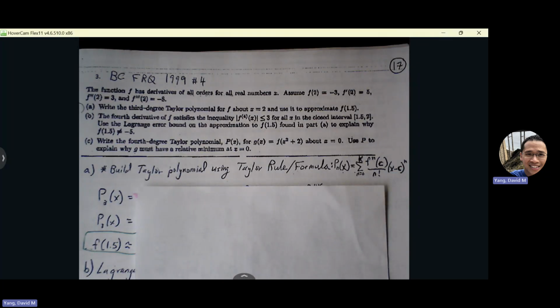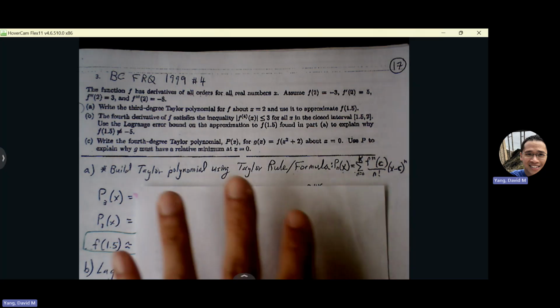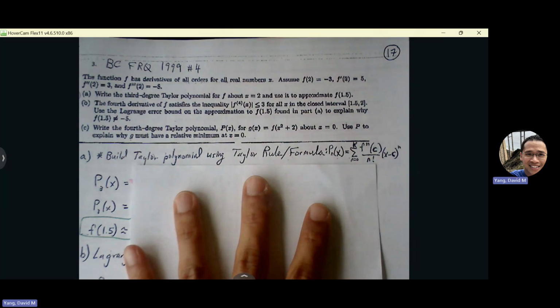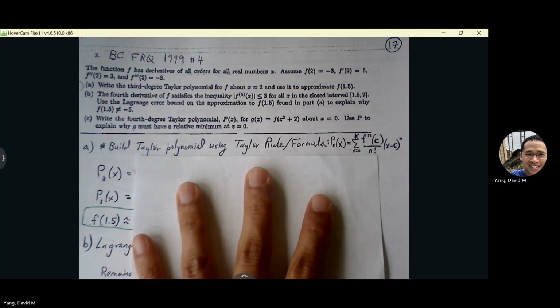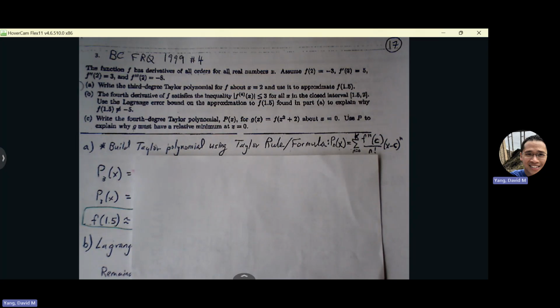Okay, we're going to see some of that today, where Part D is going to feel a little bit more challenging than we're used to. All right, so Part A: write the third degree Taylor polynomial for f about x equals 2 and use it to approximate f of 1.5. So we want to center the Taylor polynomial about x equals 2.